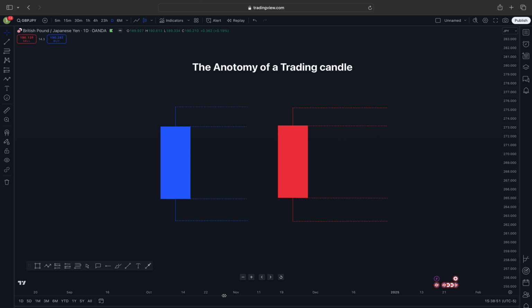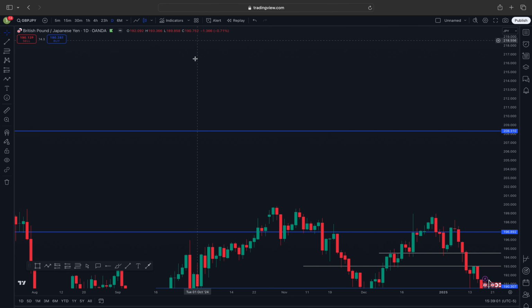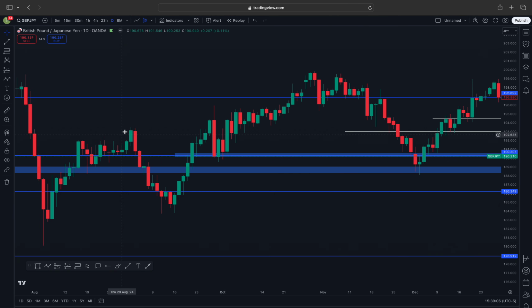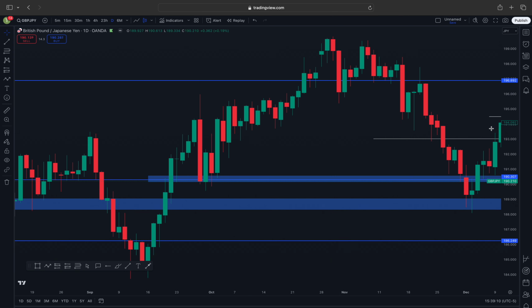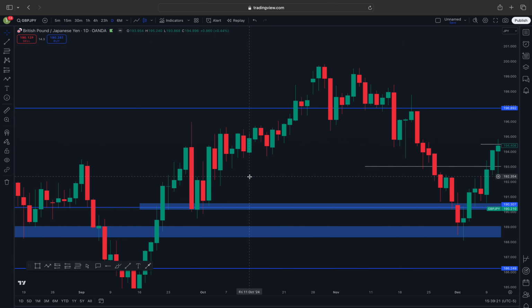So thanks for being here, guys. I'm going to be going through something really cool today. We're going to be talking about the anatomy of a trading candle. Now, typically when you get started in trading, you're going to see something that we refer to as candles, right? So these are what you call candles. So the red and the green, it signifies price movement, right? So that's the first thing you need to understand. The candles signify price movement, and I'm going to show you how it signifies price movement.